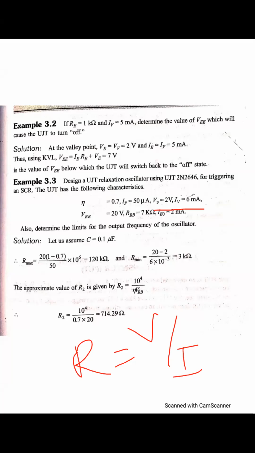The approximate value of R2 is given by the formula R2 is equal to 10 to the 4 divided by the intrinsic standoff ratio eta into VBB. So then we will be finding the R2 value.